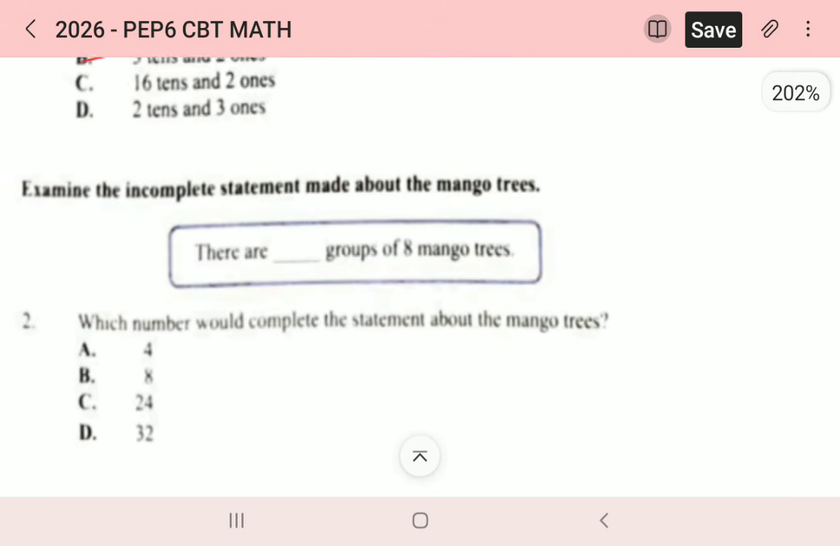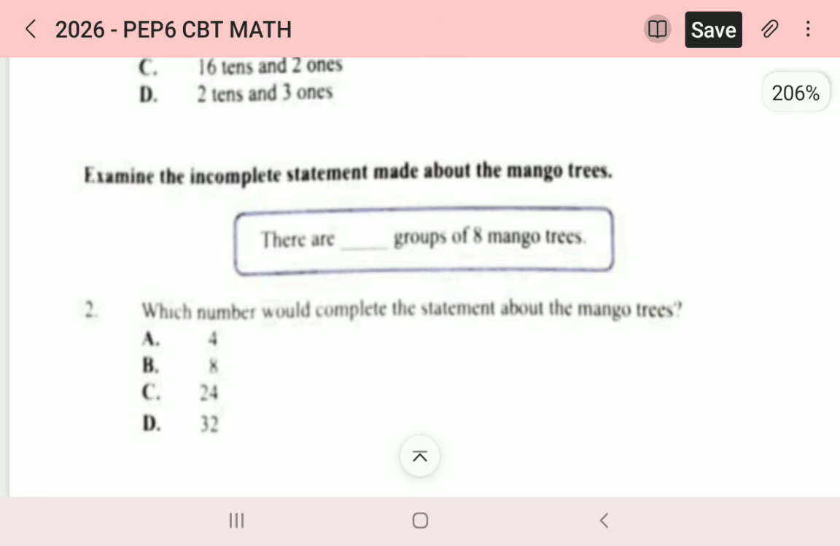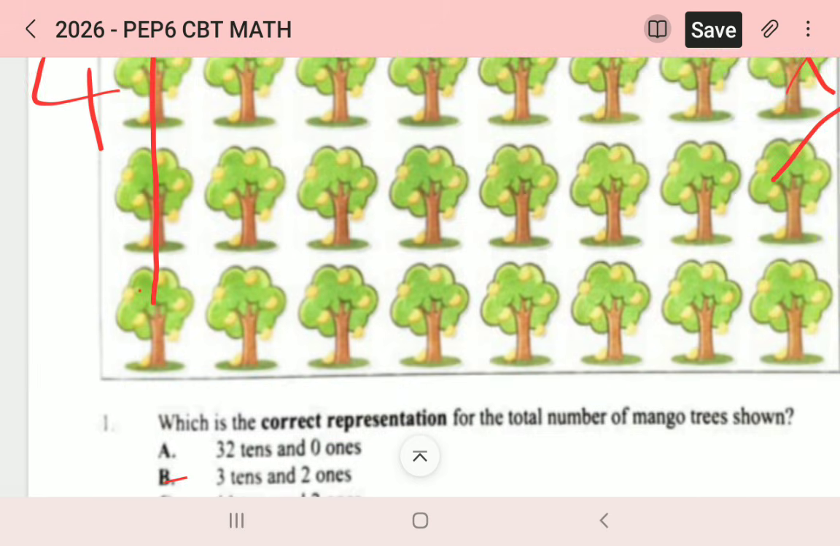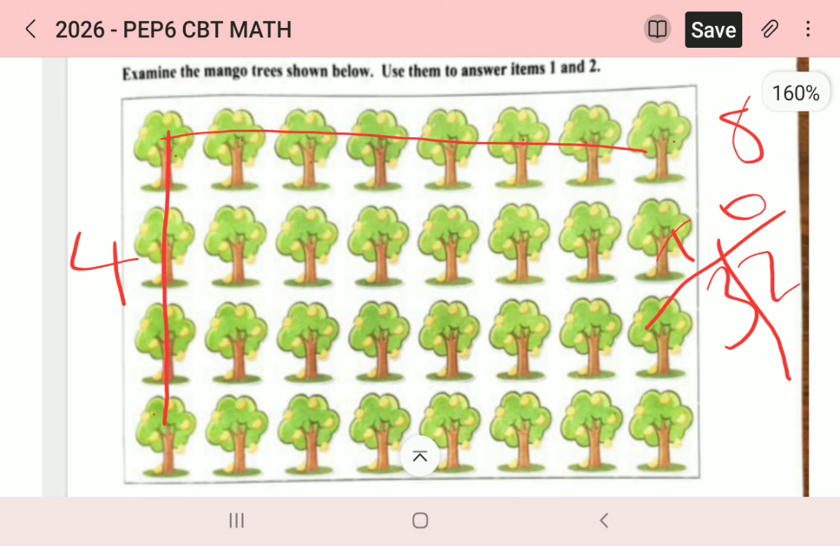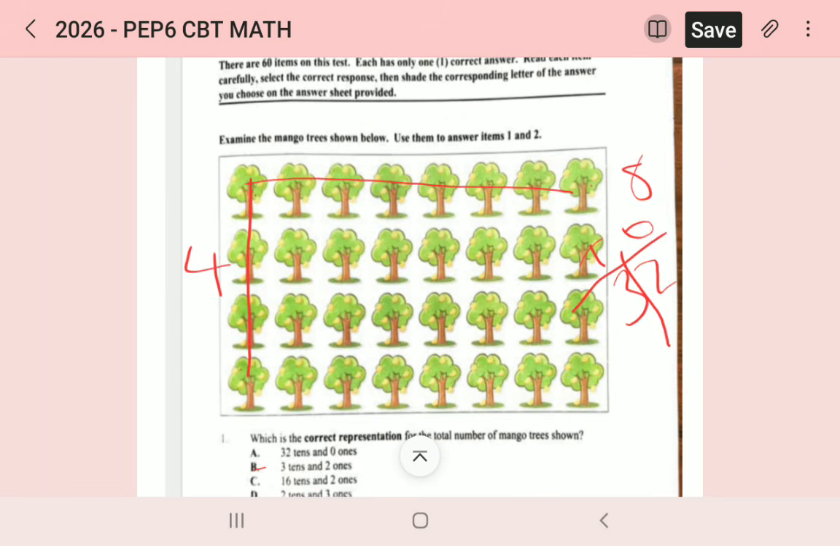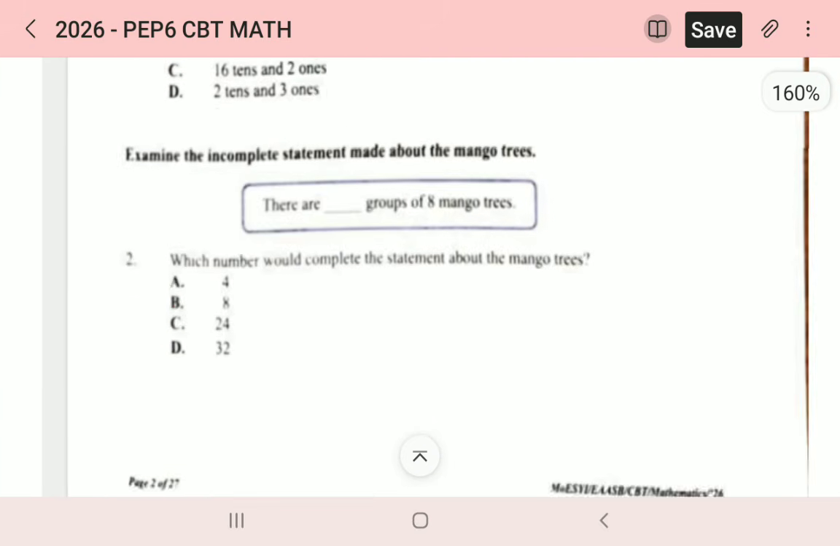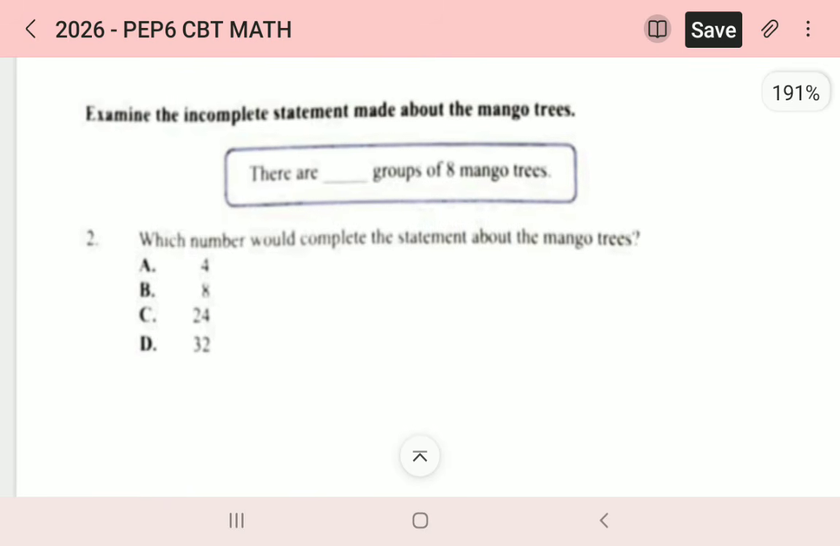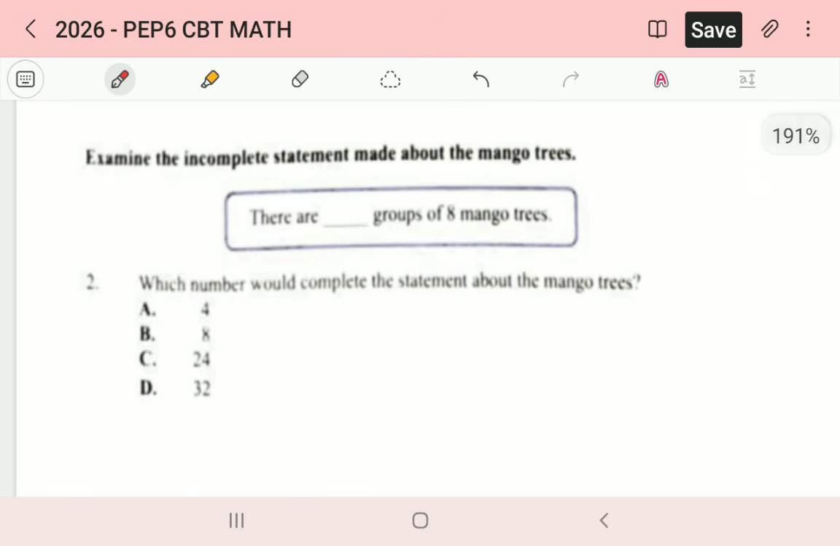Number 2, it says, examine the incomplete statement made about the mango trees. There are blank groups of 8s. We would have done that already, Mr. Pep. So there are 4 groups of 8. All right, so let's go. We can just quickly select our answers. All right, so 4 groups of 8. The answer would be A.